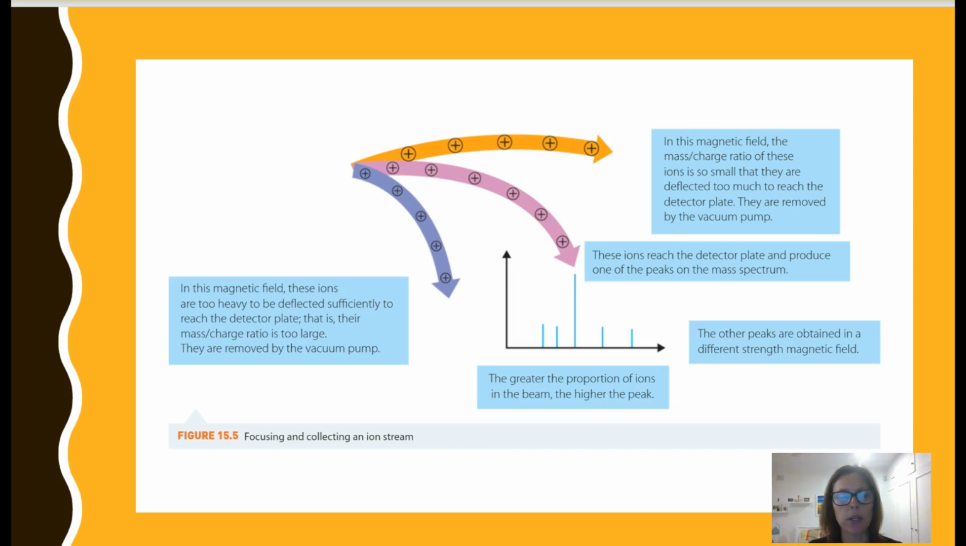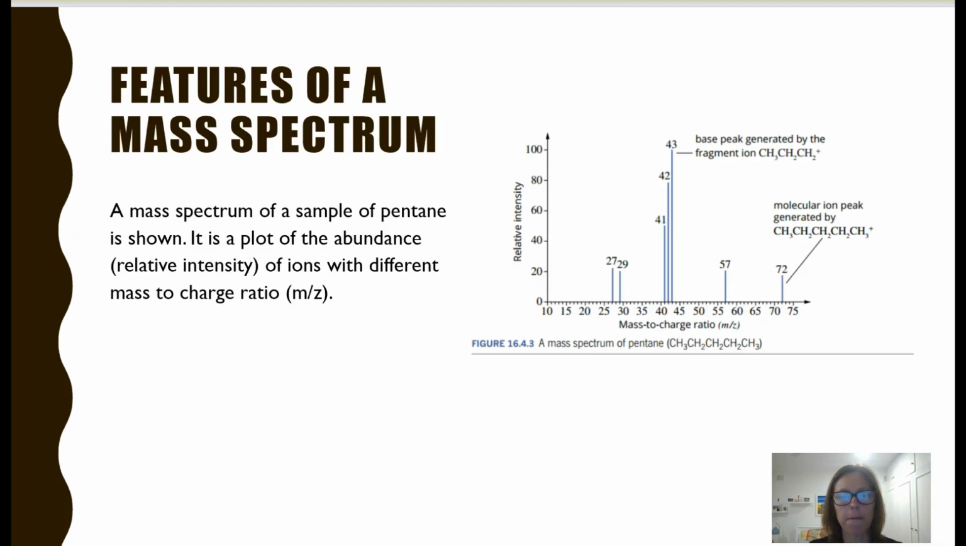So how do we interpret a mass spec? What features are we going to see first of all? Looking at this example, we've got pentane. What we're seeing is the abundance, or relative intensity, and the different mass to charge ratio. Here's its formula given, pentane, and this is our molecular ion.